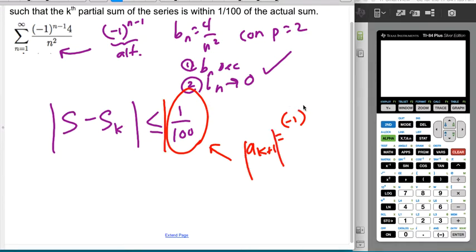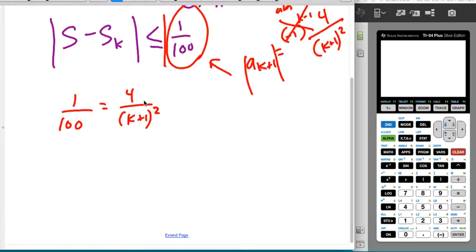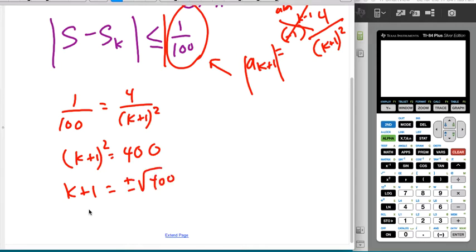So I have a negative 1 to the k minus 1, but I recognize that it's in an absolute value, so I don't care. Over 4, and then k plus 1 to the second, right? That would be the k plus 1th term. So we're basically saying that 1 over 100 equals 4 over k plus 1 quantity squared, right? So if I cross multiply, I get k plus 1 quantity squared equals 400, right? So k plus 1 is equal to plus or minus the square root of 400.